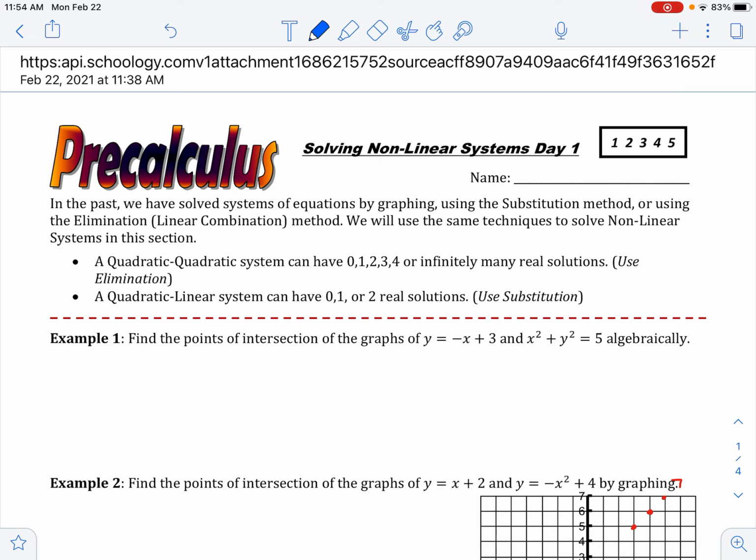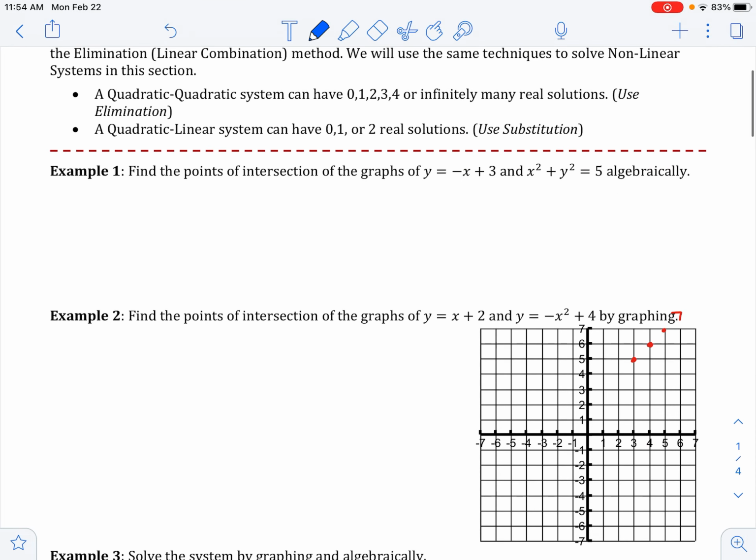So what we're doing in pre-calc is we're not doing a line and a line. We're going to do a circle and a parabola, or an ellipse and a hyperbola, or a line and a circle. We're going to do either 2 quadratics, like a circle and a parabola, or a quadratic and a line. So a circle and a line.